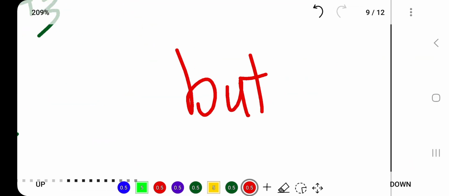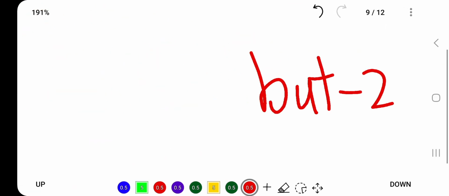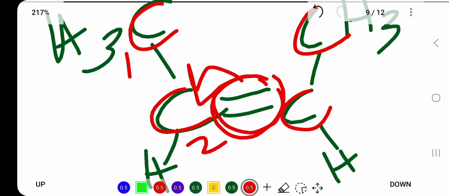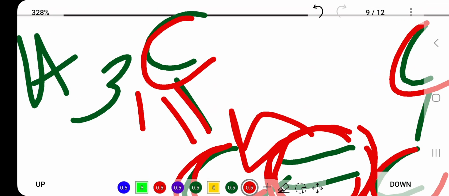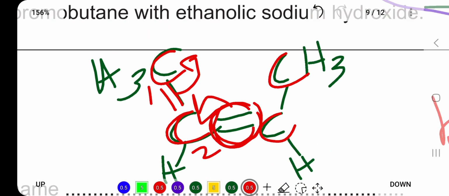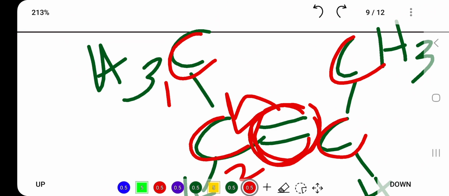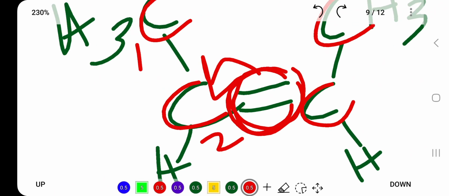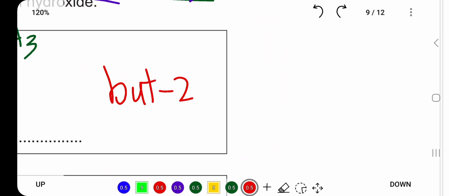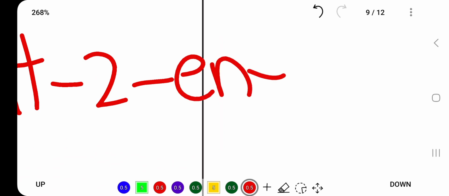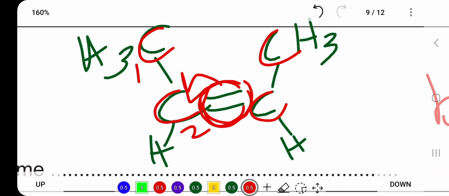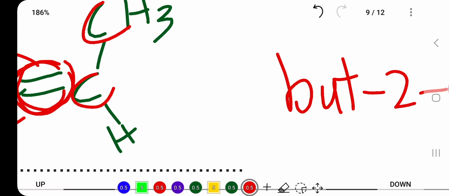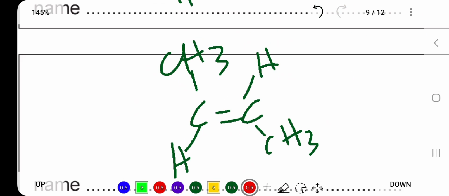But for the number of carbons. 2 is for where the double bond is present. Example, if the double bond was present here instead, on the first carbon, it would be but-1-ene. But in this case, the double bond is present in the second carbon, so it's but-2-ene. No, but that's not the end. I said again, this is a cis. Cis-but-2-ene.